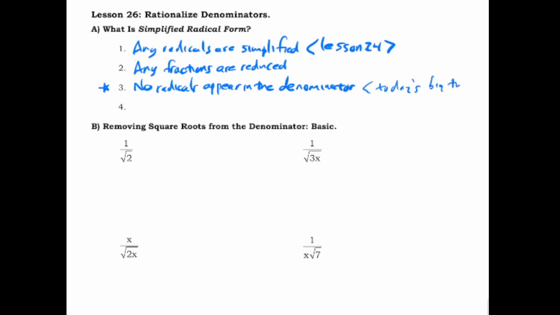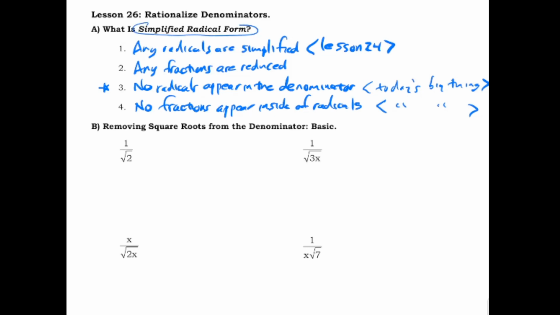Today's big thing. And the other thing, which is actually kind of the same as 3, but people don't often recognize it as such right away, so trust me on this one: no fractions appear inside of radicals. I'll speak more to that when we encounter it. If fractions appear inside of radicals, that's just as bad as having a radical in the denominator. I'm talking like math etiquette here. Don't do it, because if you do, you haven't got to simplified radical form.